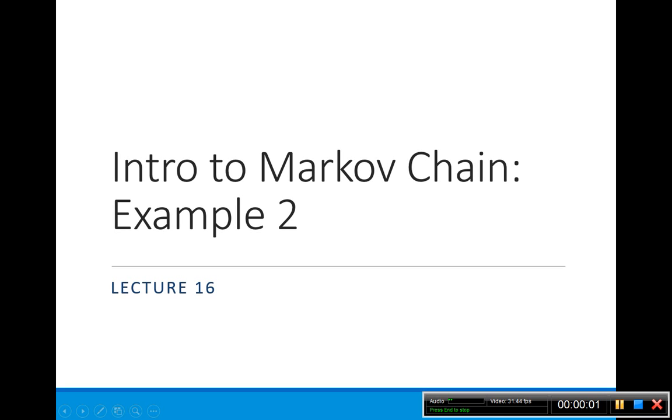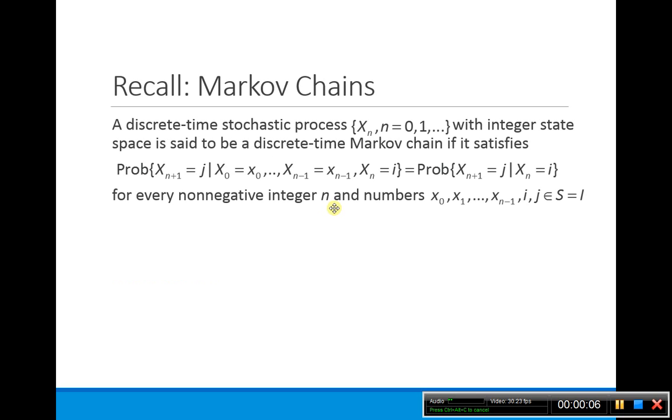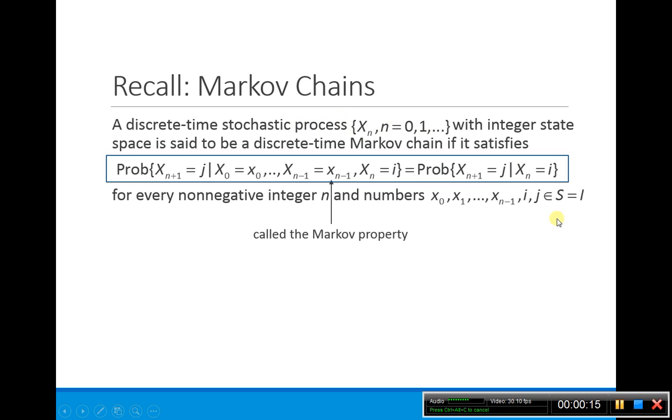Okay, this is lecture 16. I'm going to do a second example of a discrete time Markov chain. Just to remind you from the previous couple times, the discrete time Markov chain is a discrete time stochastic process which actually satisfies this Markov property.